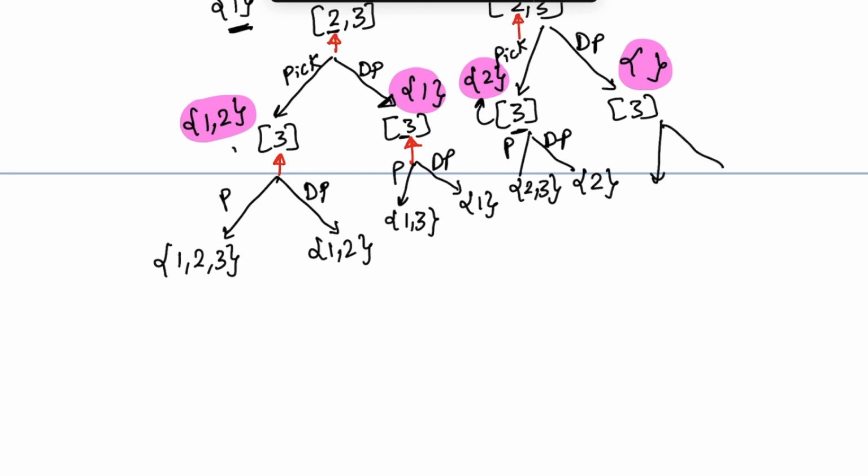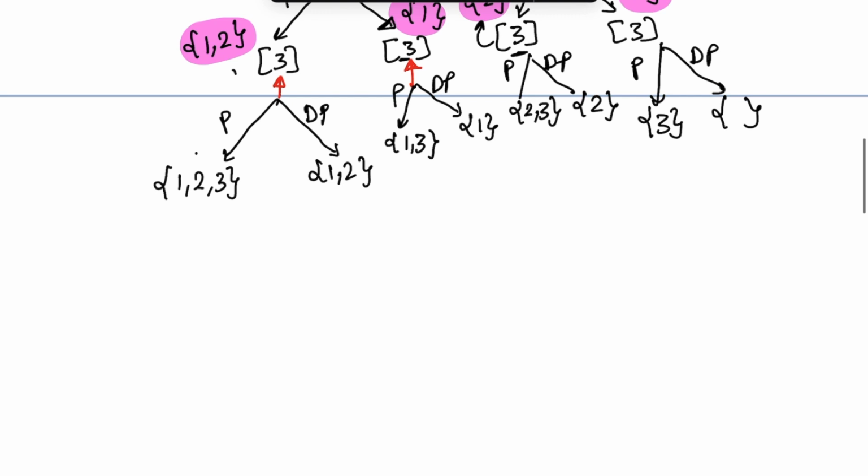For 3 also, either I will pick it or I will not pick it. If I pick it, it will remain 3. If I do not pick it, it will remain empty. So I'm left with 0 elements. All the indexes are processed. Whatever set I got is nothing but a subset. So how many subsets did I get? I got 1, 2, 3, 4, 5, 6, 7, 8.